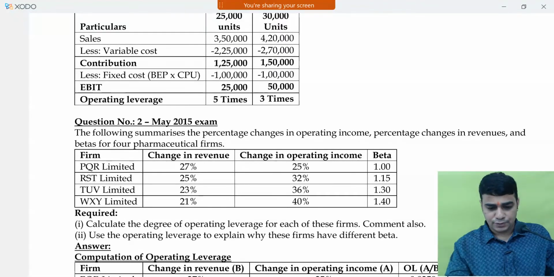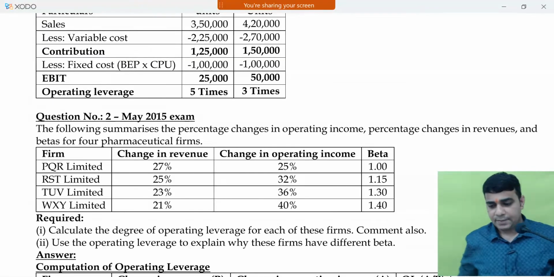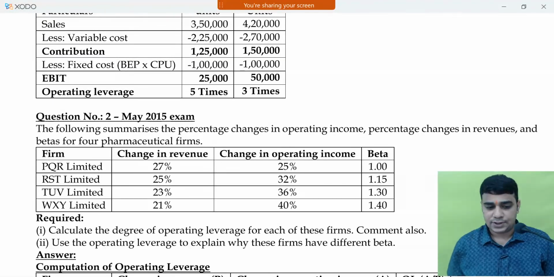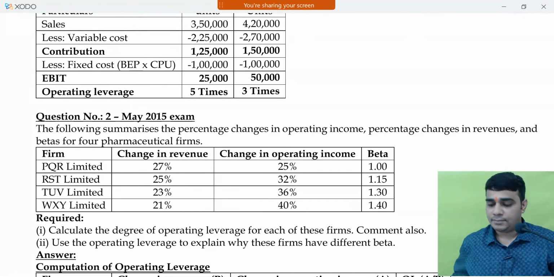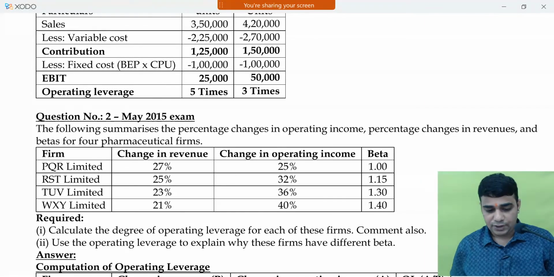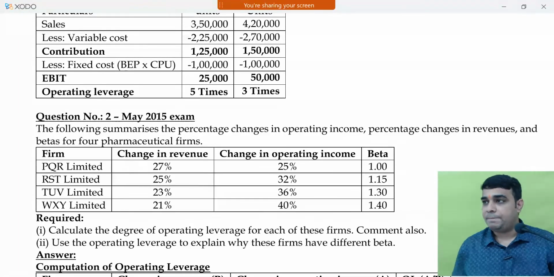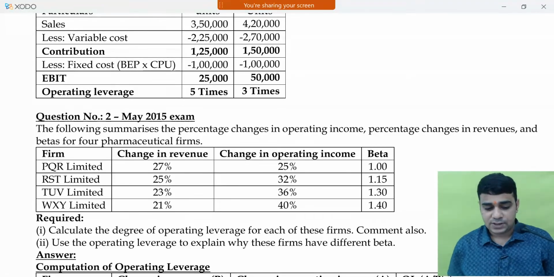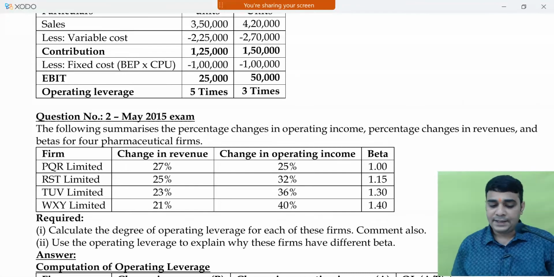Let's look at question 2. There's nothing much to do here. It's a quick discussion. The following summarizes the percentage change in operating income, percentage change in revenue, and betas for 4 pharmaceutical companies. Calculate the degree of operating leverage for each of these firms. Comment also: use the operating leverage to explain why these firms have different beta.